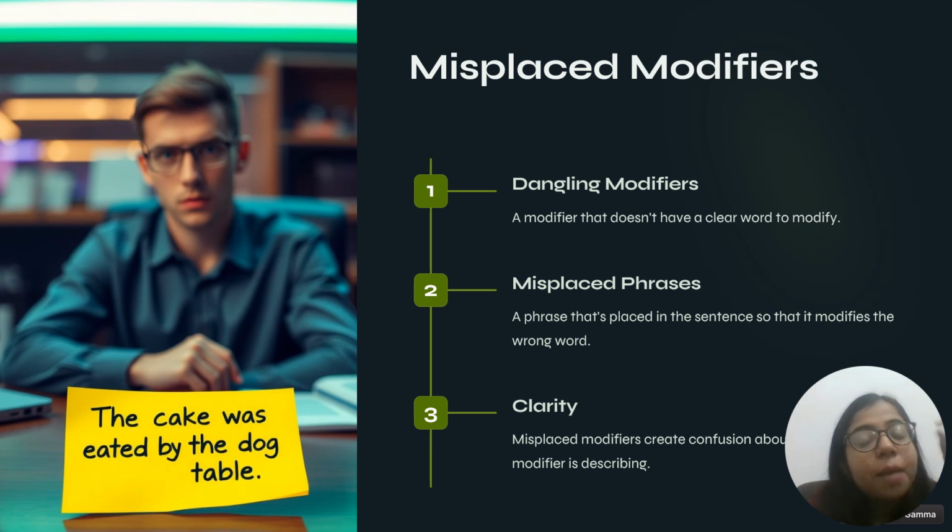Then clarity. Misplaced modifiers create confusion about what the modifier is describing. When we use misplaced modifiers, it is very confusing in a sentence what this phrase is about. Is the phrase the red color about the girl or about the dress?